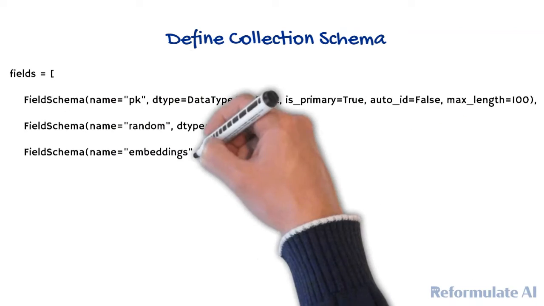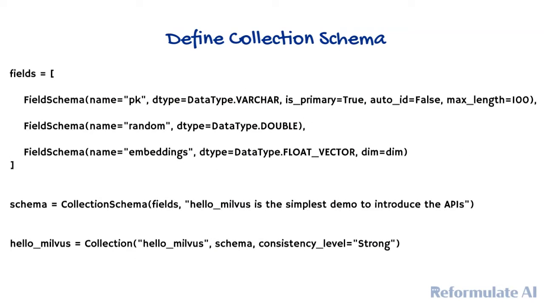Now that we are connected to a Milvus database instance, we can create a new collection. A collection is a group of vectors and corresponding metadata with a shared schema, similar to a table in a traditional relational database. First, we define a list of fields, each with a field schema that defines the field's name, data type, and other attributes.